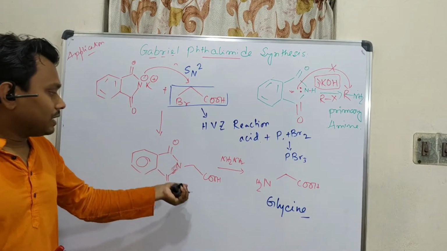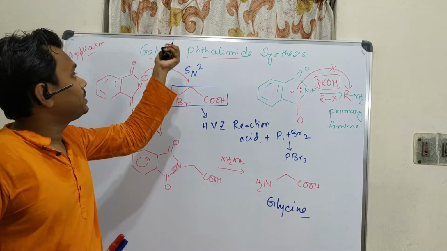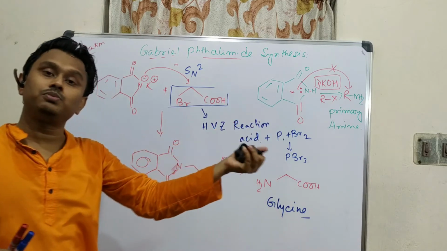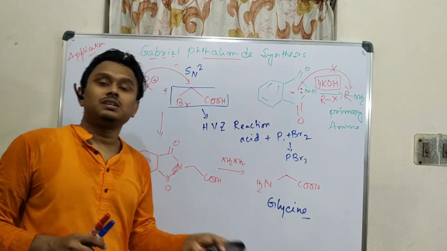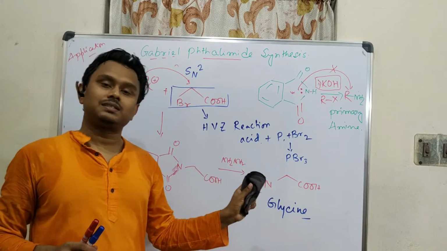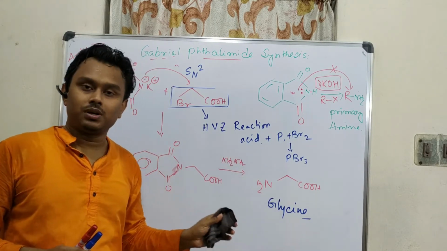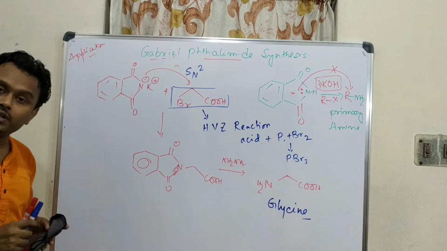And finally, this Gabriel-Phthalimide synthesis procedure could be utilized for the preparation of alpha amino acids. One example is glycine. Some other amino acids could also be prepared. So this is the end of the video.